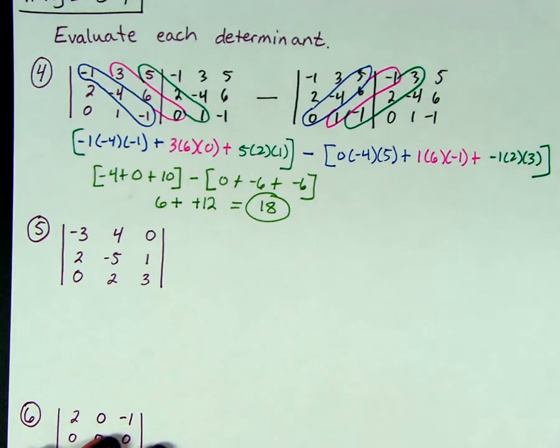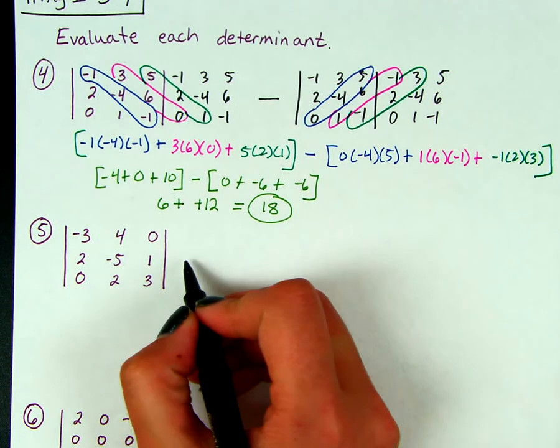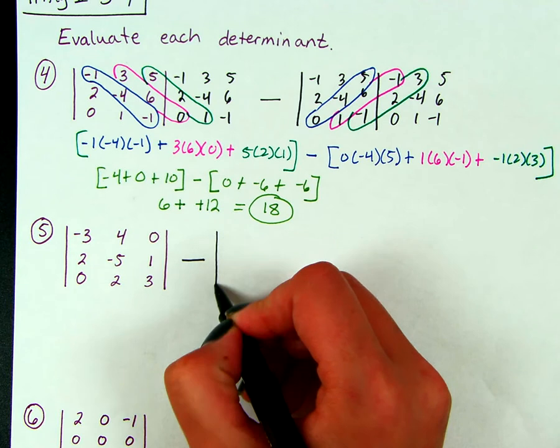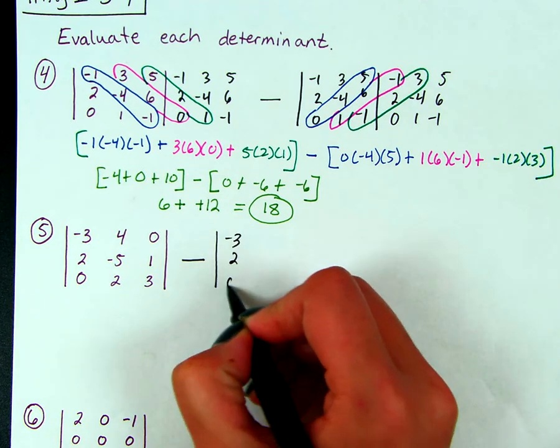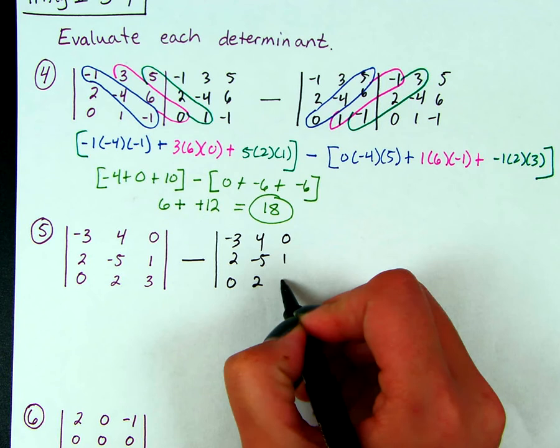All right, our next example. So this time I'm going to use the shortcut pattern to work through it. So I'm only going to rewrite our matrix once. So now I'm going to do the subtraction part right away. So we're going to have -3, 2, 0, 4, -5, 2, and then 0, 1, 3.